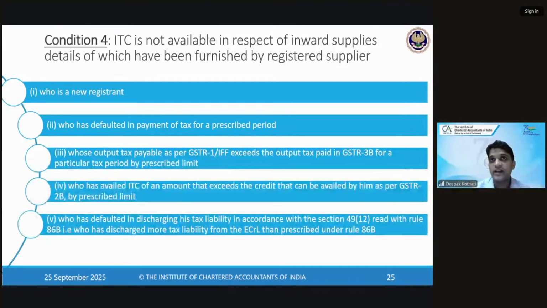You do not have to check because you will not have access when did he register, or whether he's filing GSTR 1 more than GSTR 3B, whether he's claiming 2B, ITC more than 2B. So these conditions will be checked by the government and be provided to you.